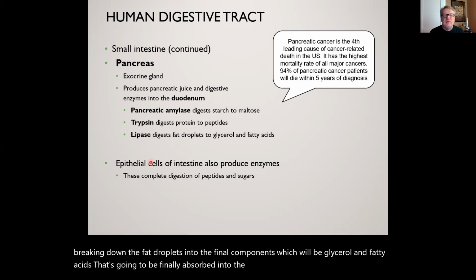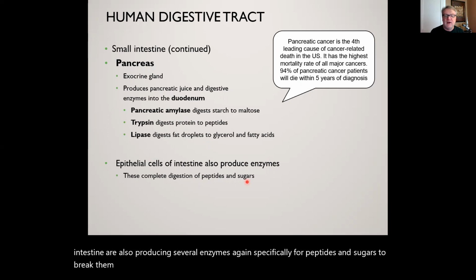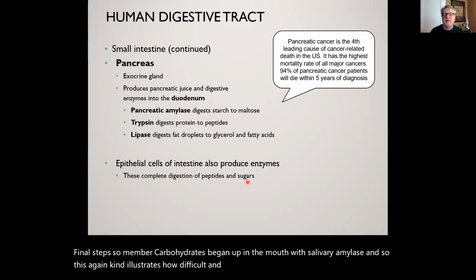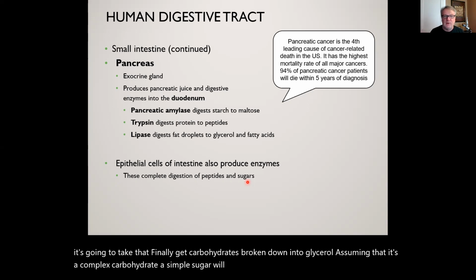In addition, the epithelial cells of the intestine are also producing several enzymes, again, specifically for peptides and sugars, to break them down into glucose, the final steps. So remember, carbohydrates began up in the mouth with salivary amylase. And so this again illustrates how difficult and how many steps have to take place, and how long it's going to take to finally get carbohydrates broken down into glucose, assuming that it's a complex carbohydrate. A simple sugar will break down incredibly rapidly.